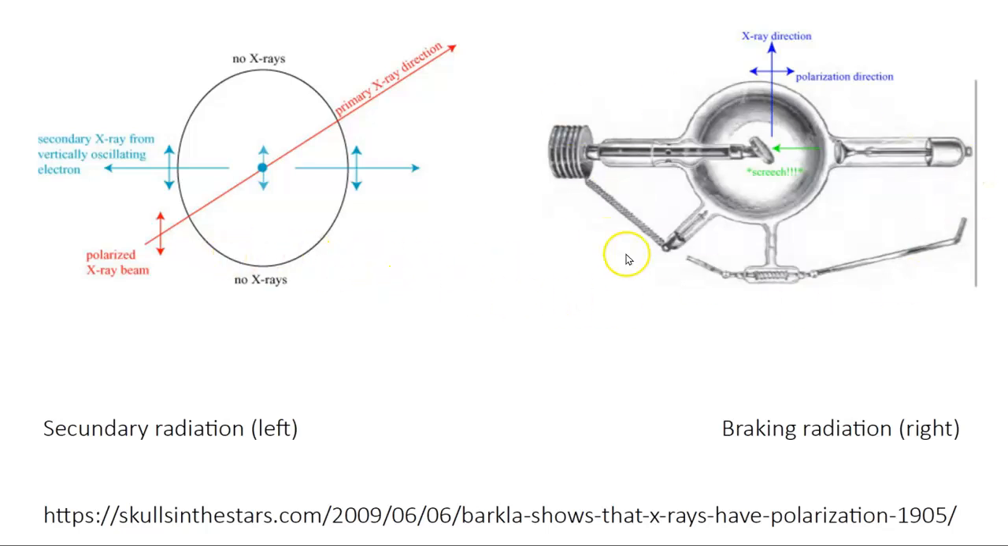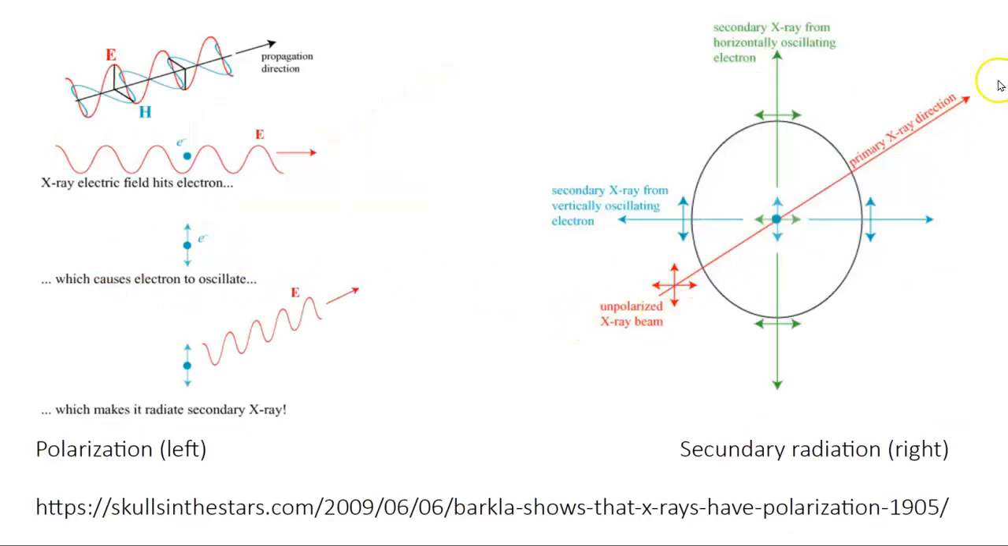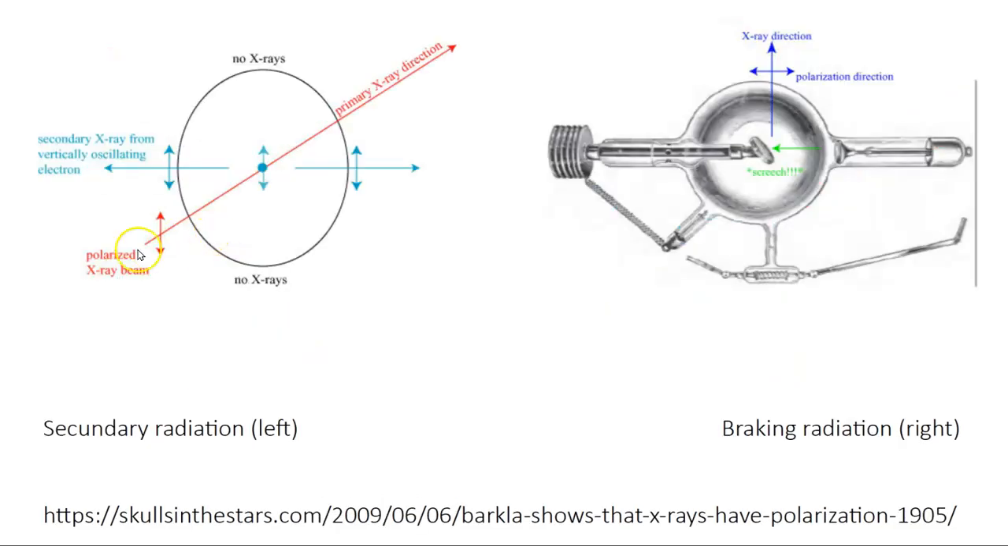Here you see one more time the secondary radiation, and this is the difference. This is an unpolarized X-ray beam, and here I have a polarized X-ray beam as primary radiation, which is the cause of the fact that only in this case you have vertically oscillating electrons emitting X-rays and no horizontal ones. You see one more time the equipment Barkla used.